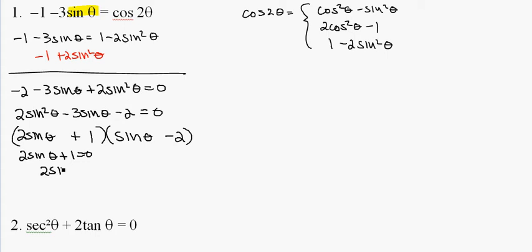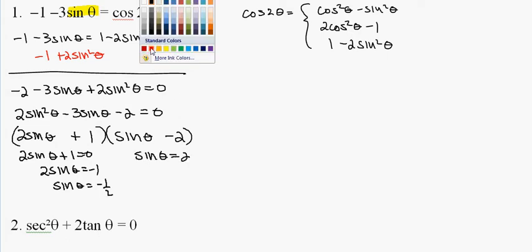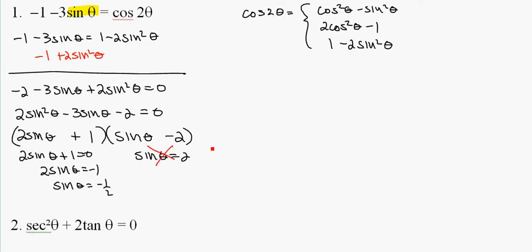I get 2 sine theta equals negative 1, so sine theta equals negative a half, and I get the sine of theta is equal to 2. This is of no help because the range of sine is negative 1 to 1, which is outside of that, so therefore that's no help. Sine of theta equals negative a half at pi over 6, but we want the negative ones, so that would be 7 pi over 6 and 11 pi over 6.